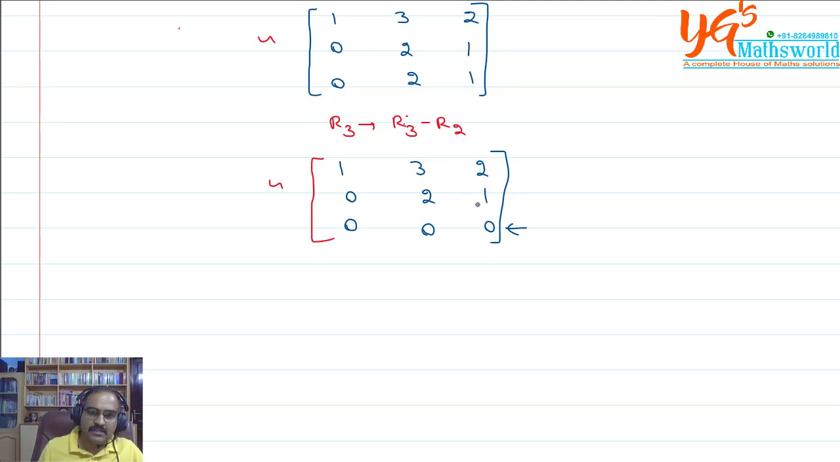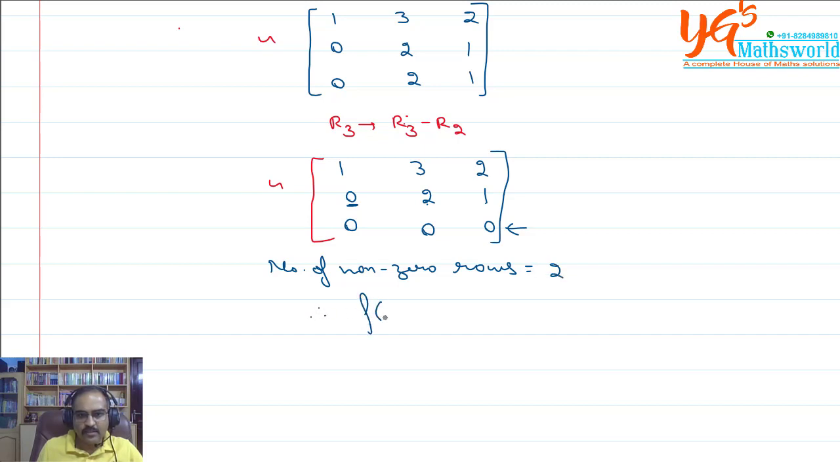Now do we have any method to make 1 and 2 zero also? No, we can't. Why so? Because if I try to make either 2 or 1 to be 0 by using R1, this 0 will be eliminated, so it will become a non-zero number. So we don't need to attempt further. Now here we mention that the number of non-zero rows is equal to 2. Therefore, the rank of the matrix is equal to 2. And that's your answer. Hope it is clear.